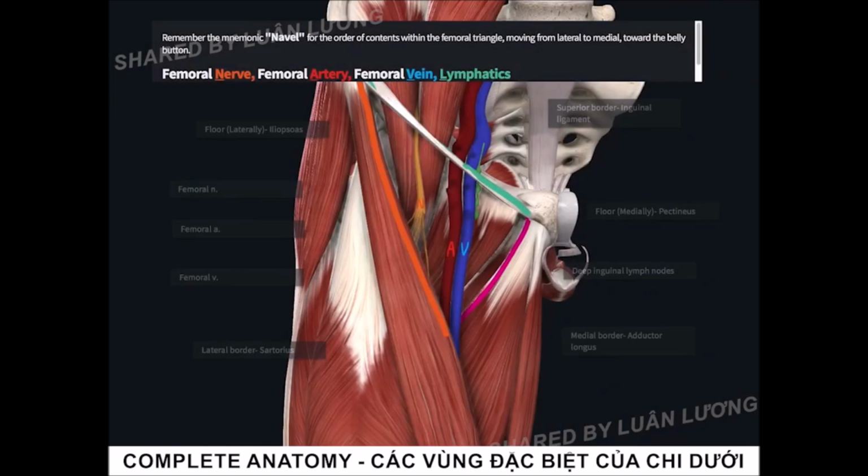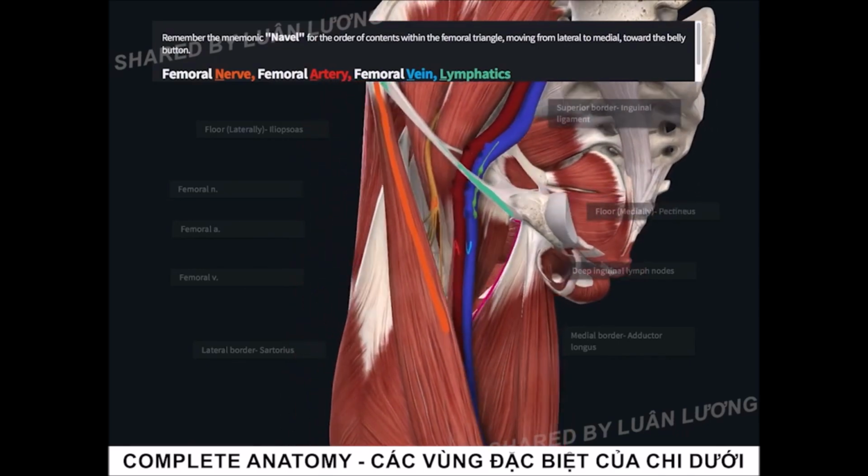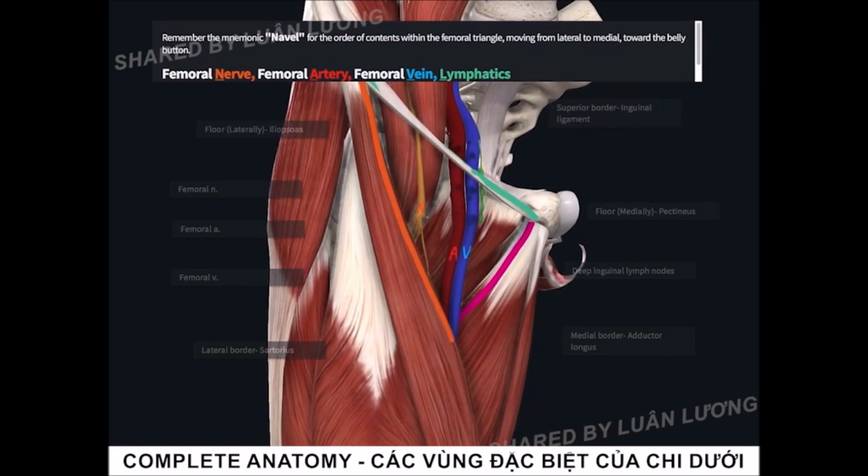The femoral triangle is a region in the anterior thigh of a triangular zone that will help you identify many of the structures within this part of our body. And to help you remember the sequence of the structures within the femoral triangle, I like to use the simple mnemonic NAVEL, which will help you remember the order from lateral moving medially, that the femoral nerve is the most lateral structure within the space, followed by the femoral artery, the femoral vein, and then lymphatics.